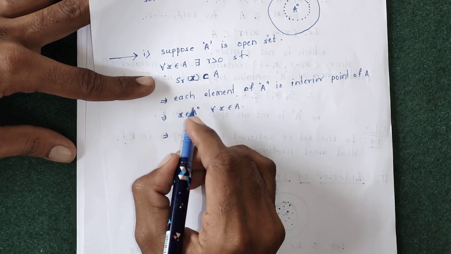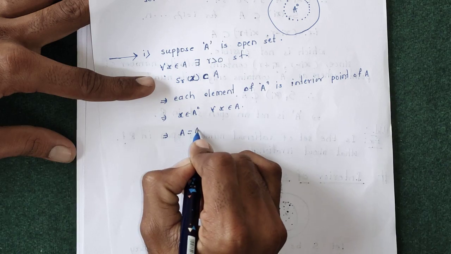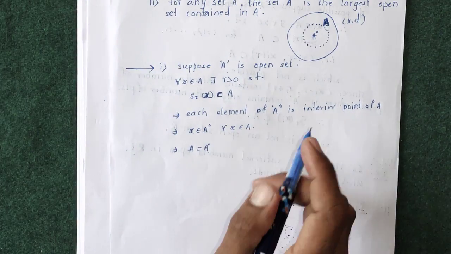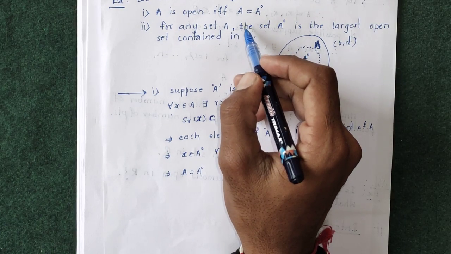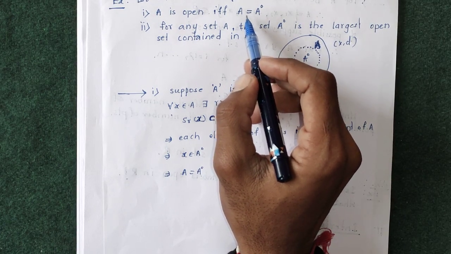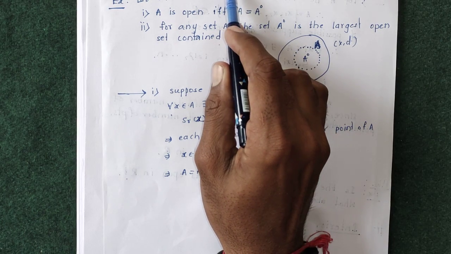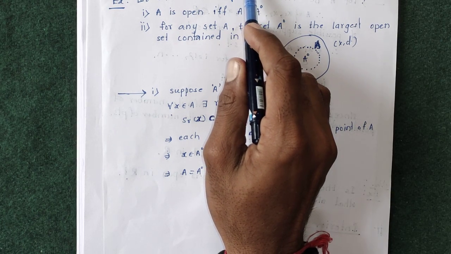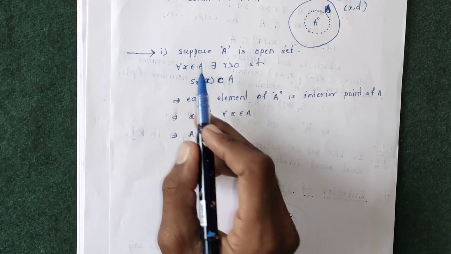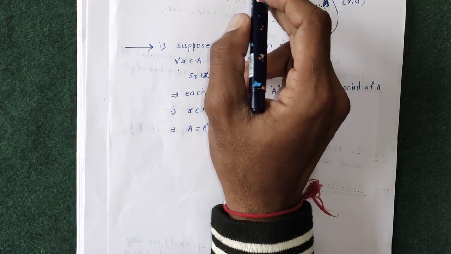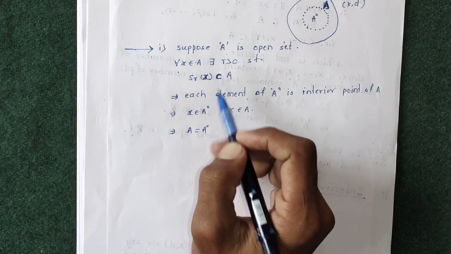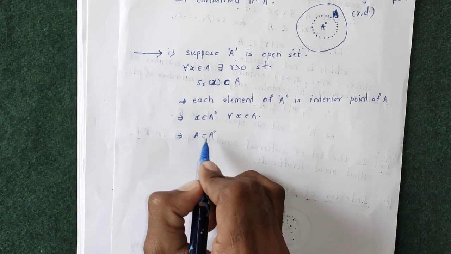So this implies that A is equal to A interior. Our claim is A is equal to A interior. If you prove A is contained in A interior and A interior is contained in A, then we are done. By the earlier note, A interior is a subset of A, but here we have shown that x belongs to A implies x belongs to A interior. So A is also contained in A interior.